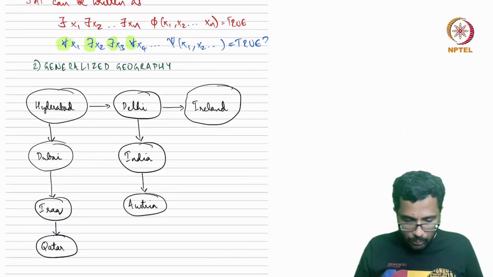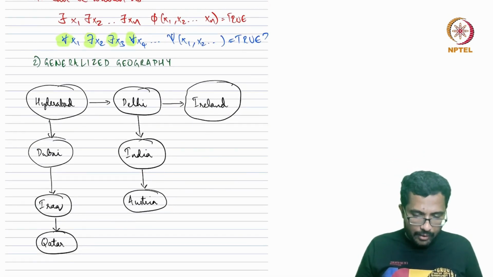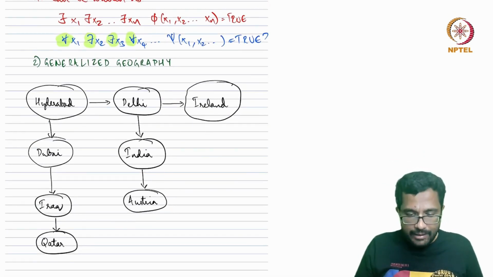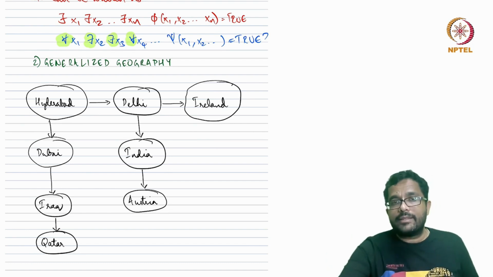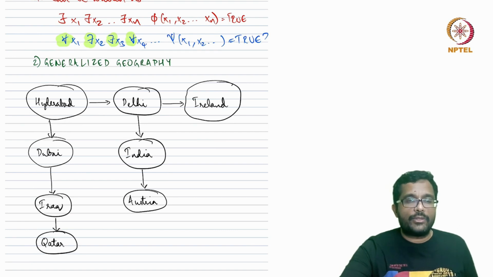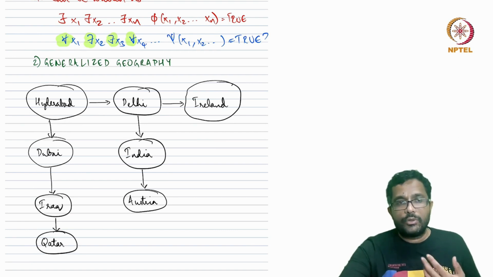The second one is a bit more fun, or a bit easier to understand. Think of a game where I say the name of a place. Let's say I say Hyderabad. Now you have to name a place which starts with the last letter of the place that I mentioned. So I said Hyderabad, so you have to start with D. You can say Dubai or you can say Delhi.